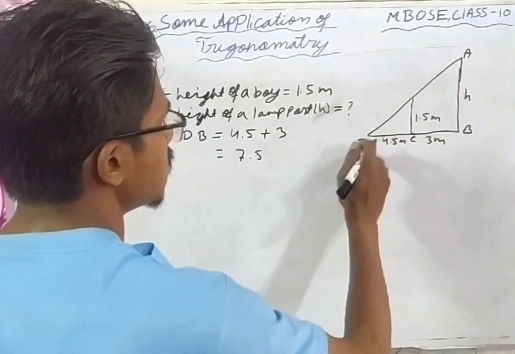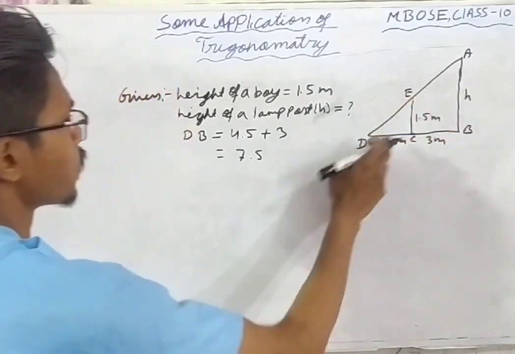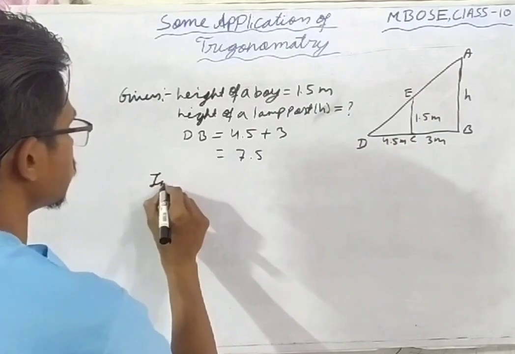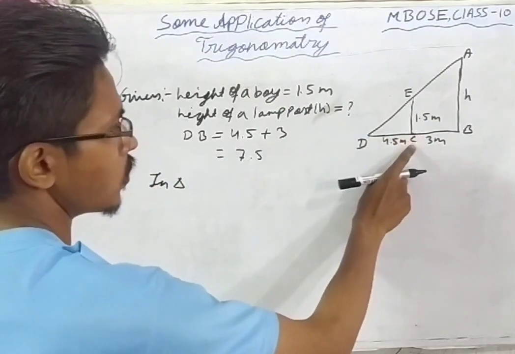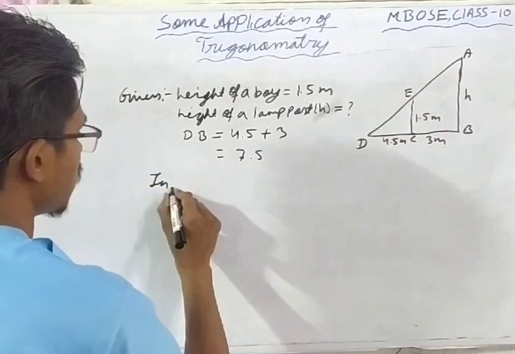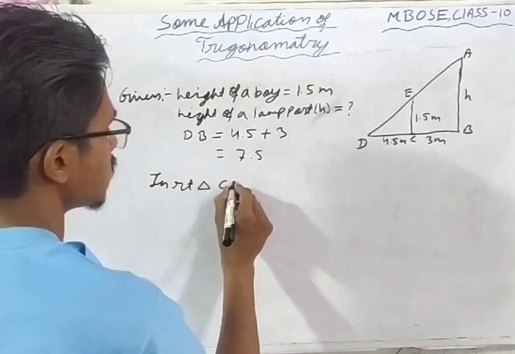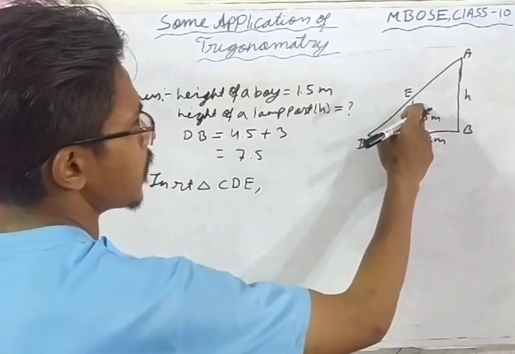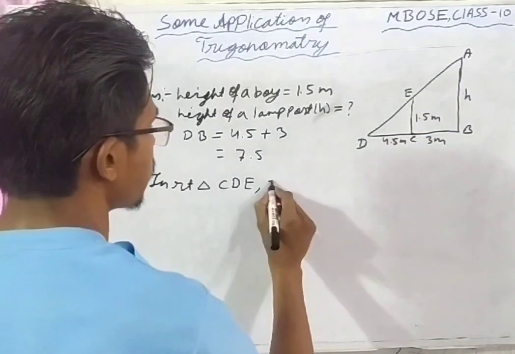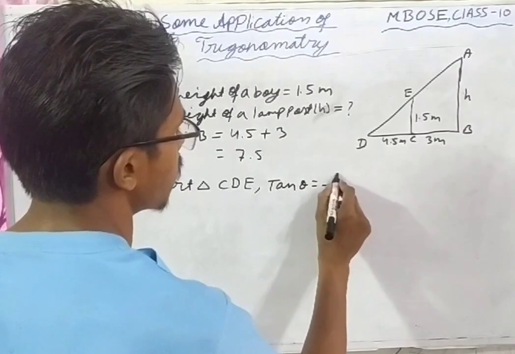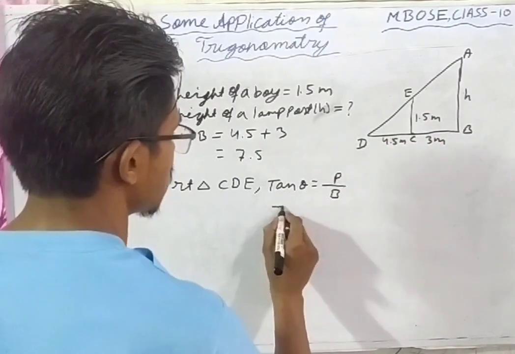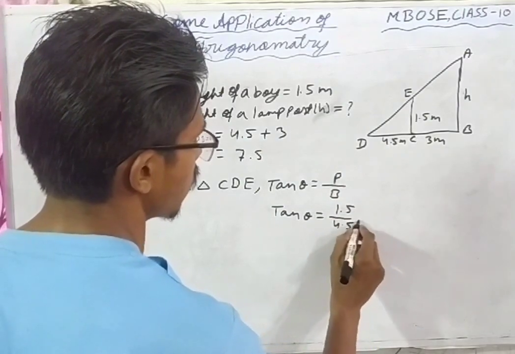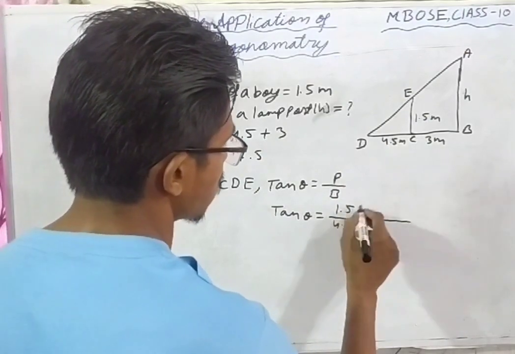A, B, C, D, and this I'll keep as E. First of all, I'll see what is given. In triangle, this one I'll do first, in right triangle C, D, E. See, this is perpendicular and this is base. So we can use tan theta. Tan theta is equal to perpendicular by base. Perpendicular is 1.5 and this is 4.5.